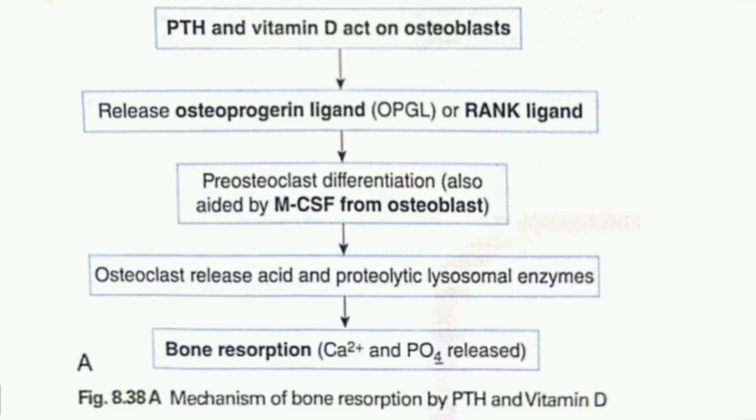In continuation of the previous slide, this flowchart shows how parathormone causes resorption of the bone by activating vitamin D and by releasing the osteoprotegerin ligand. So this causes pre-osteoclast differentiation, and proteolytic enzymes are released by the osteoclast, then the bone resorption occurs.